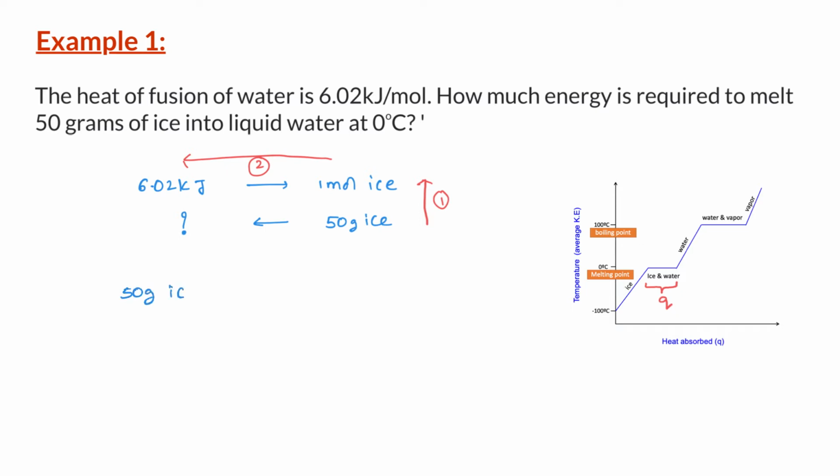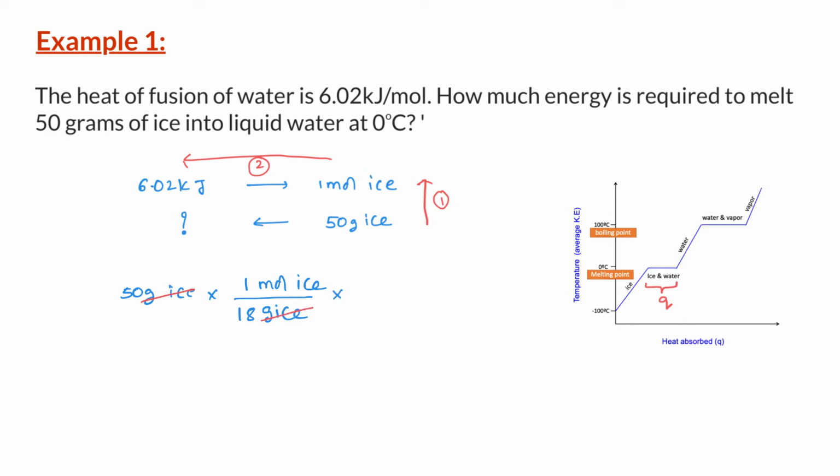I multiply this with a conversion factor that has grams of ice in the denominator and moles of ice in the numerator. We know that the molar mass of water is 18 grams per mole. Therefore, this conversion factor becomes 1 mole of ice per 18 grams of ice. Grams of ice gets cancelled.